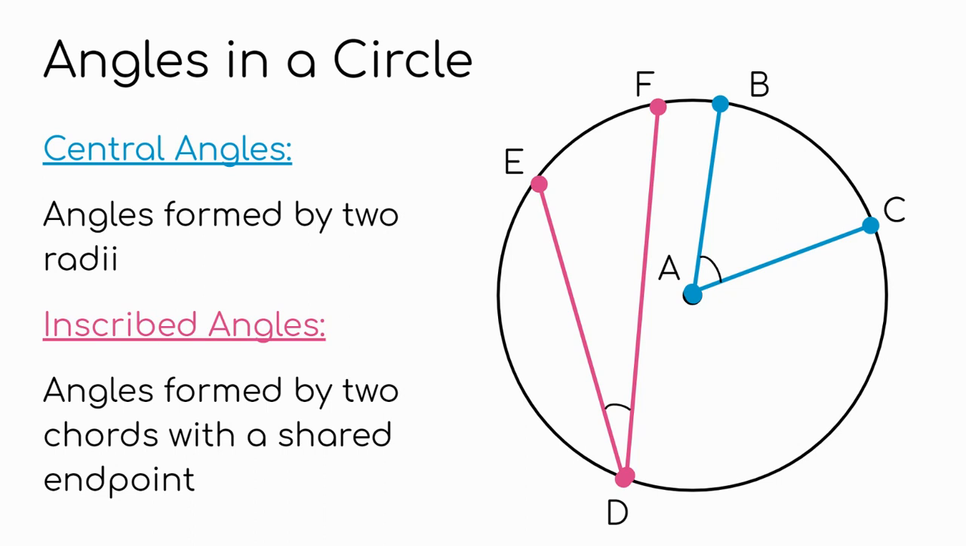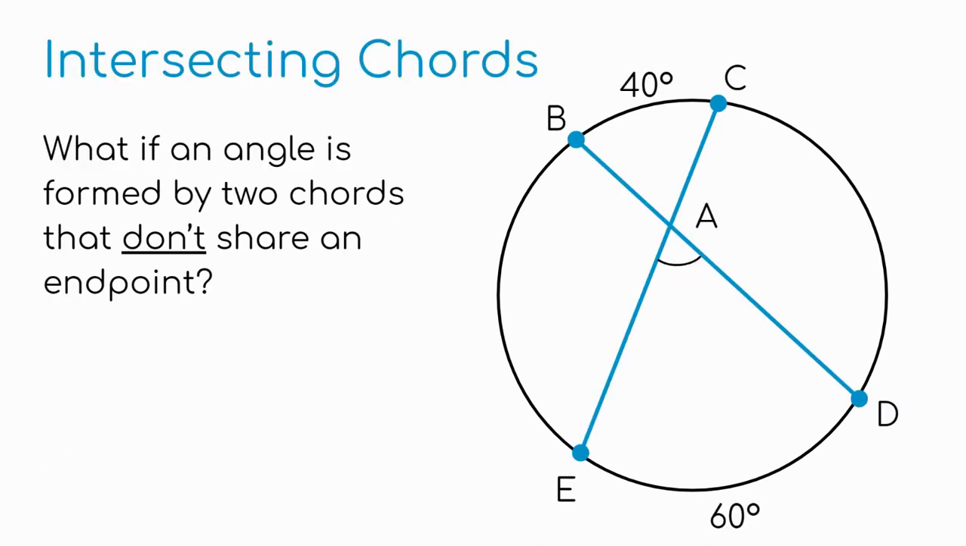Then the second one we learned are inscribed angles. Those are the pink ones, EDF. Those are formed by two chords that share an endpoint. And inscribed angles, you'll remember, are half of the arc. So angle D is half of arc EF. So those are the two we know so far. We're going to learn a new one today.